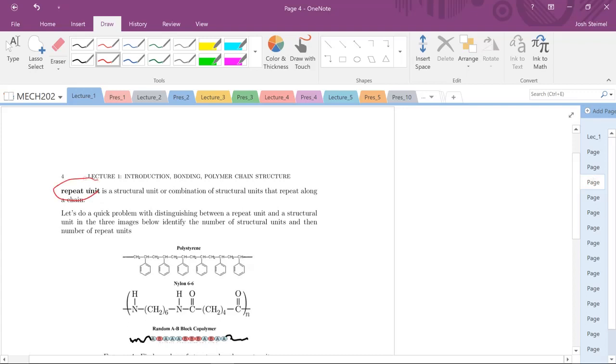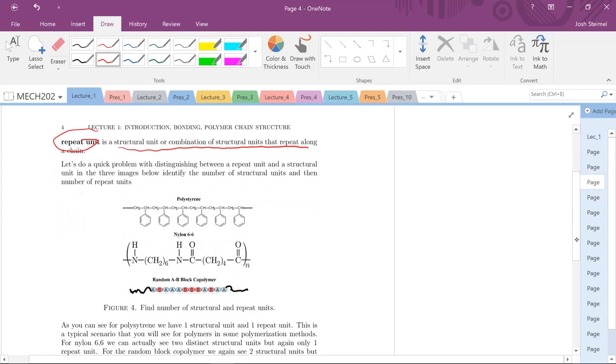A repeat unit is a structural unit, or combination of structural units, that repeats along a chain. Again, we usually call what's in the parentheses a monomer. That is usually a structural unit, but we'll see. Let's look at these 3 examples.